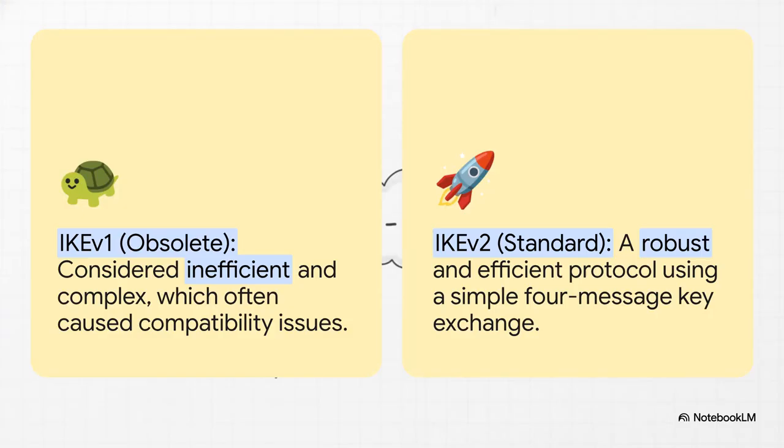Now, you've got two flavors of IKE. There's IKE v1, the original, and honestly, it was kind of a mess. Super complex, not very efficient, and getting it to work between gear from different companies was a nightmare. So yeah, it's pretty much obsolete now. The modern standard, the one you'll see everywhere, is IKE v2. It's just better, way more efficient, flexible, and robust.